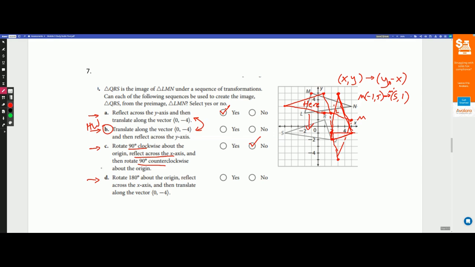That would not work. All right, D, we got some rotation, reflection, and translation. I want you to go ahead and try testing that out with each other, seeing if that works. All right, you got to map onto QRS.